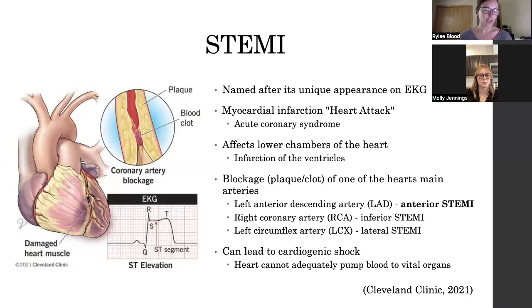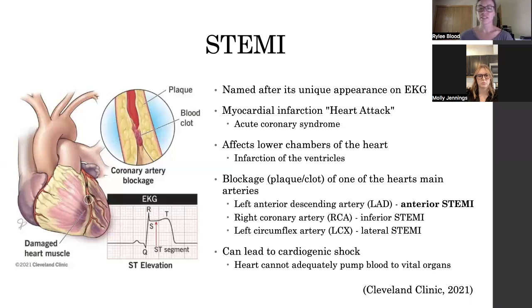So the way that this happens, the way that the arteries become blocked, is from a plaque or a clot. In that picture there, you can see that there's plaque buildup in the artery, and the blood cannot flow properly through there. So that blood is slowed down, creating that blood clot there. Three of the arteries in the heart that create a STEMI on the EKG are the left anterior descending artery, the right coronary artery, and the left circumflex artery.